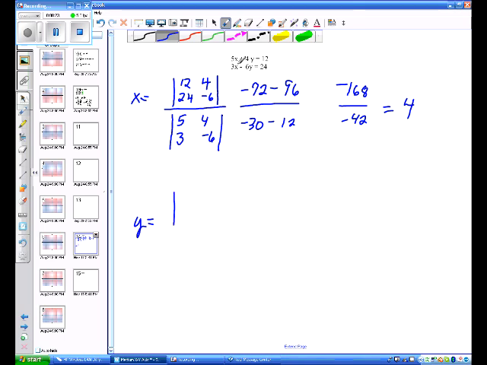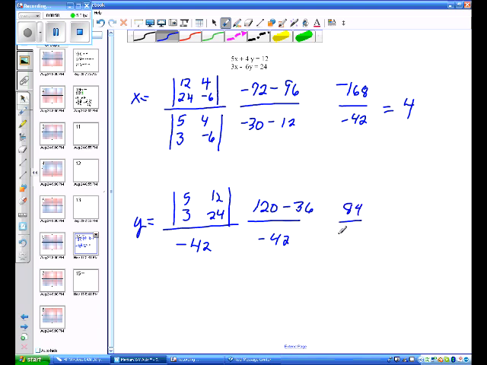Okay, for the y, we want to set up our matrix, so we'll put our x, and in place of our y, we put our answers, or our constants. Now, the denominator is going to be the same as what we got up here, and what we got up here was negative 42. So we don't have to go through and actually do the denominator again, because it's not going to change. So we would have 120 minus 36 over negative 42, which is 84 over negative 42, or negative 2. So we have as our solution 4, negative 2.